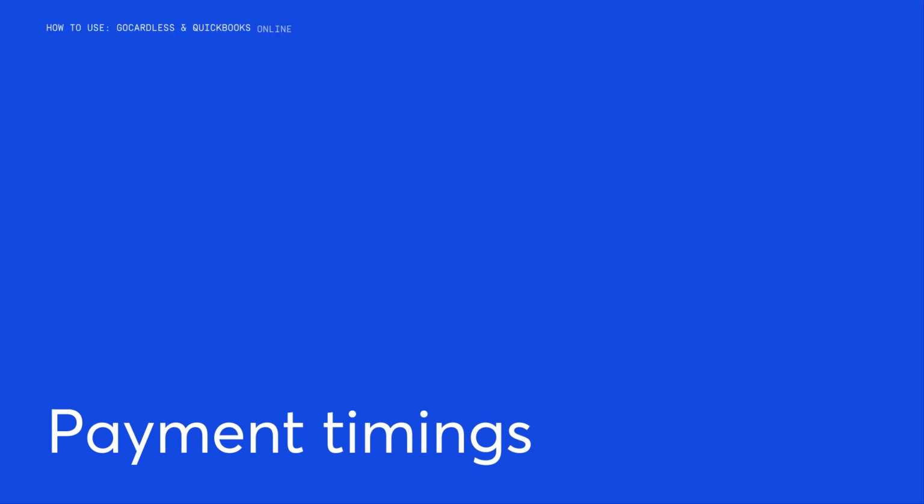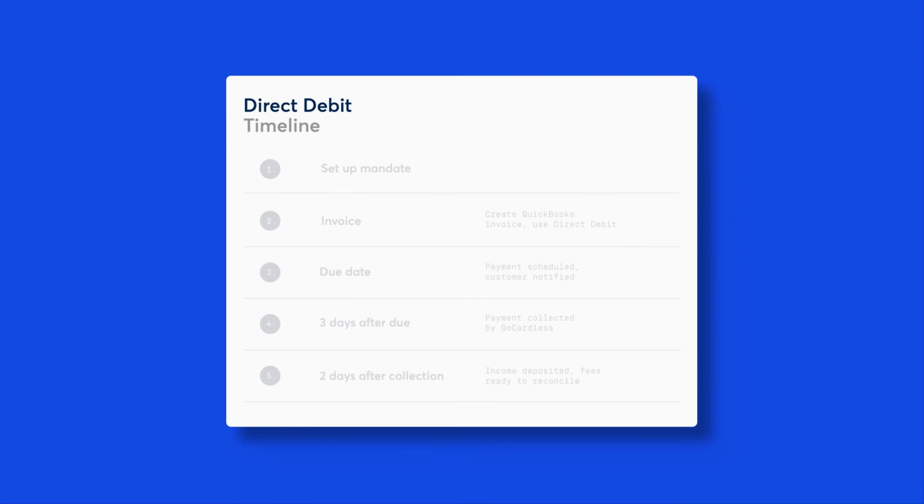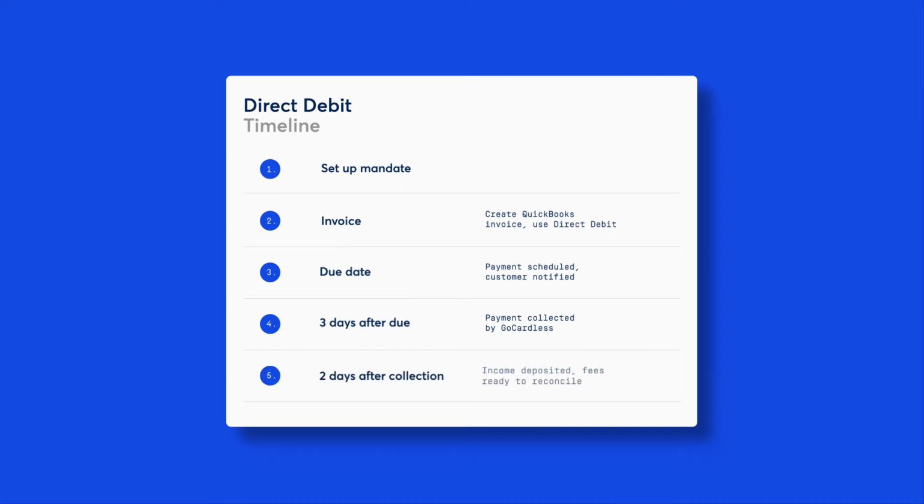Now's a good point to explain how payment timings work with GoCardless. Here's how the process works. Once you have a mandate set up with your customer, go ahead and raise an invoice and choose to collect it with direct debit. On the invoice due date, GoCardless schedules a payment and automatically notifies the customer that payment is about to be collected and the invoice is marked as paid. 3 working days later, the payment is collected from the customer's bank account. 2 working days after this, the money is deposited into your bank account, ready for reconciliation.